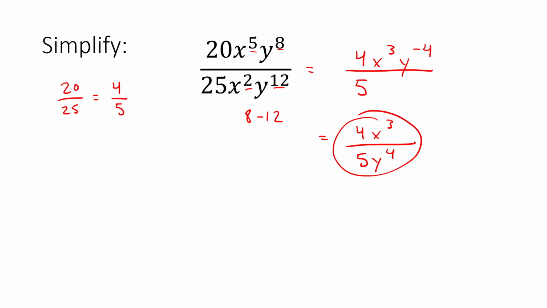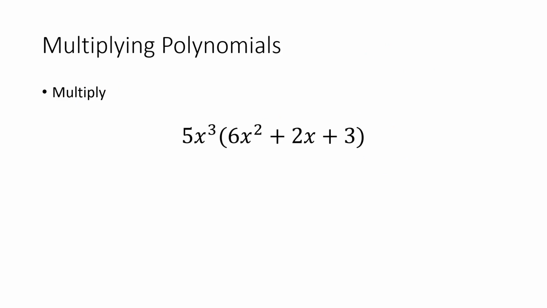All right, the other thing I would ask you to do with exponents are some basic polynomial operations. So distributing, for instance. If I had something like this, we're going to do the distributive property. And again, we multiply the numbers. So 5 times 6 is 30, and we add exponents. 3 plus 2 is 5. And then we just go down the line and continue to do that.